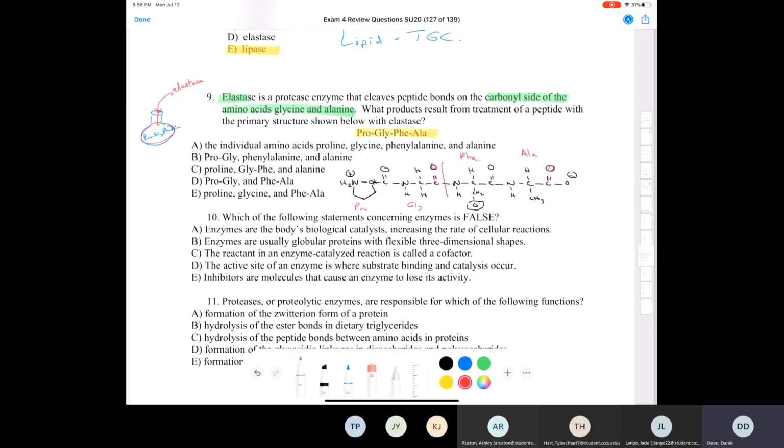So what are you going to be left over with? You're going to be left over with proline attached to glycine, and phenylalanine attached to alanine. And so whoever answered me was totally right. You end up with proline attached to glycine and phenylalanine attached to alanine, like that. Give me a thumbs up if you're like, okay, I get it now. It makes some kind of sense.